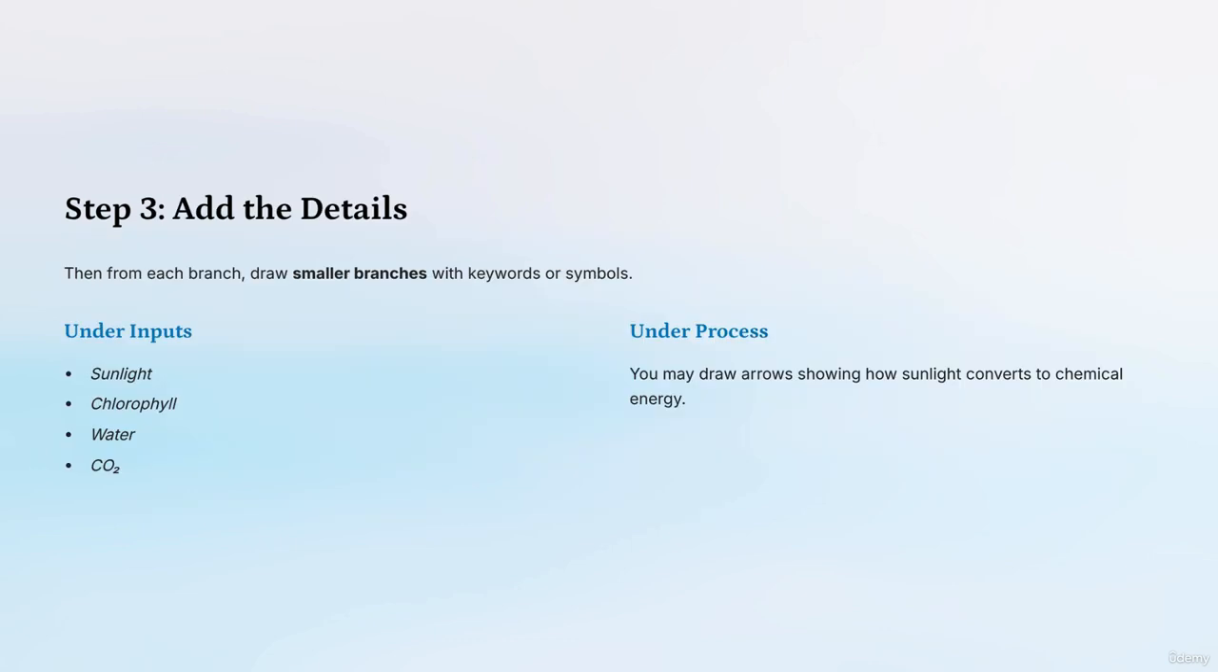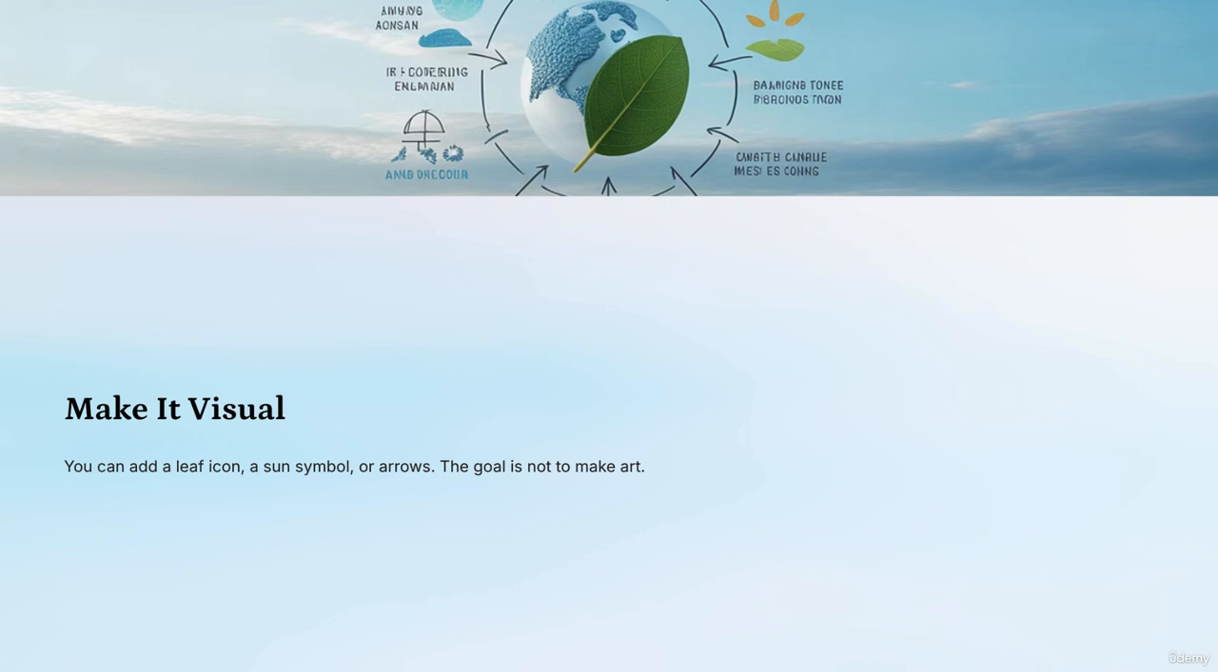Then from each branch, draw smaller branches with keywords or symbols. For example, under input, write sunlight, chlorophyll, water, CO2. Under process, you may draw arrows showing how sunlight converts to chemical energy. You can add a leaf icon, a sun symbol, or arrows. The goal is not to make art, the goal is to create a visual map your brain can remember in one glance.